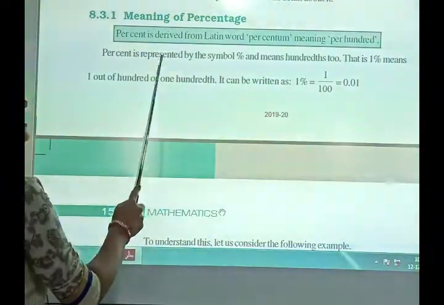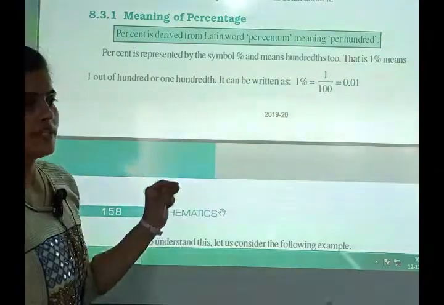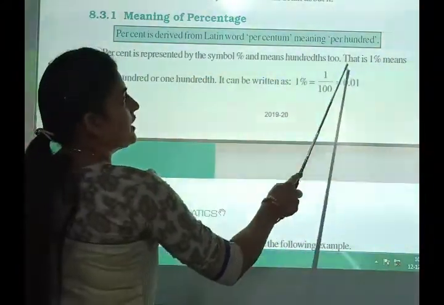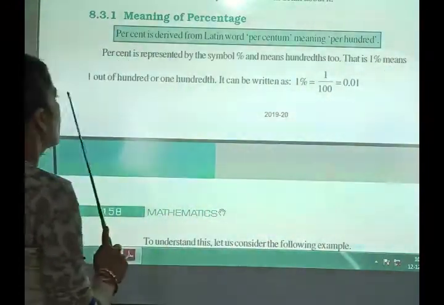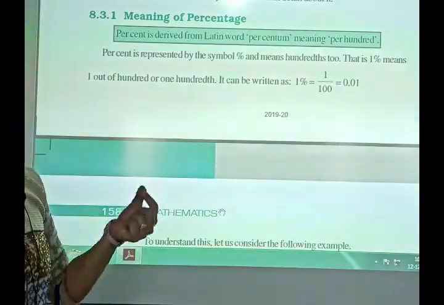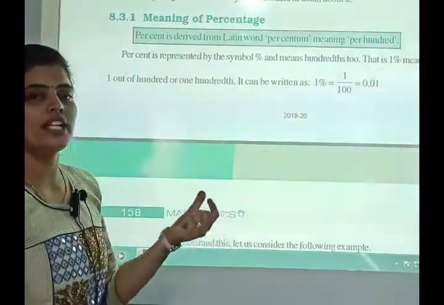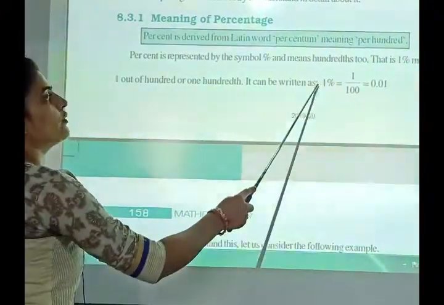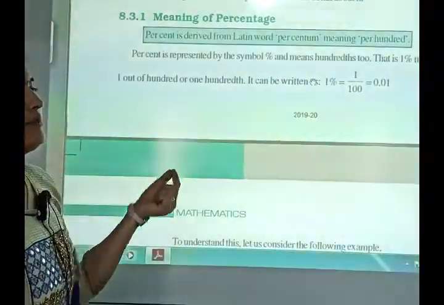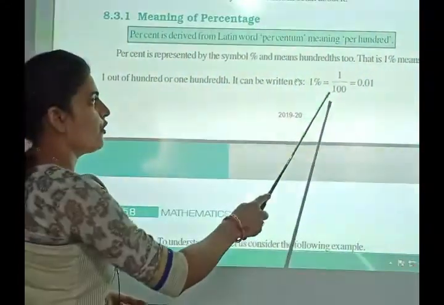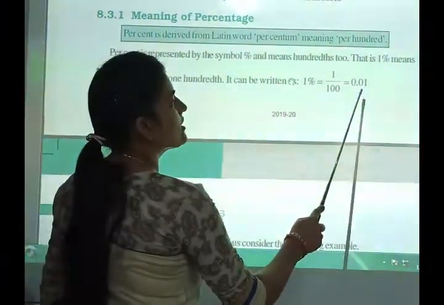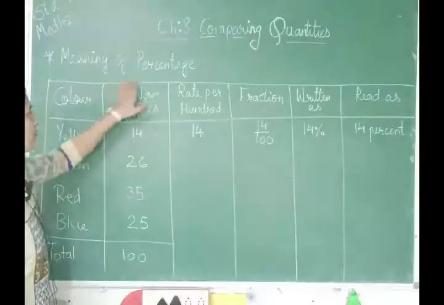Percent is represented by the symbol %. Here you can see the percentage sign, and it means hundredths too. That is, 1% means 1 out of 100, or 1 divided by 100. In fraction form 1% is equal to 1 by 100, and in decimal form it is 0.01.